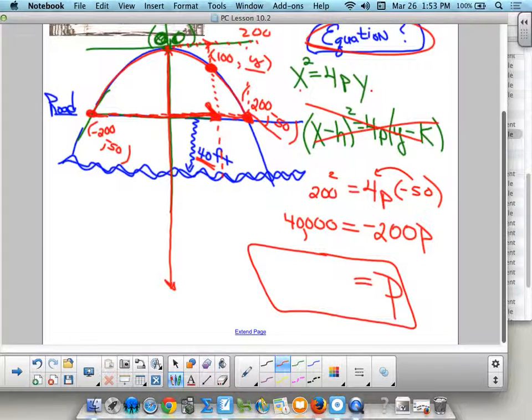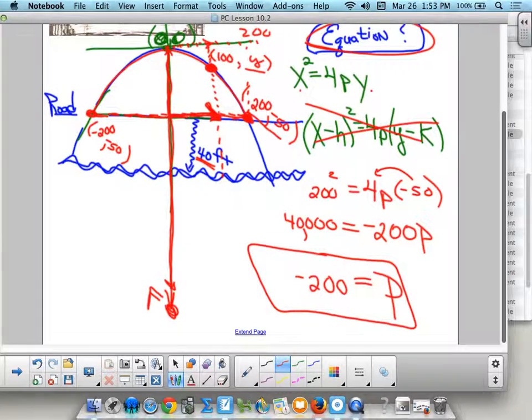Anybody got it yet? Negative 200. Yeah, negative 200, right? Negative 200 is the p-value, which basically tells me my focus is how far down. My focus is 200 feet down. I don't really care about where it's placed. I just want you to understand what the p-value means.